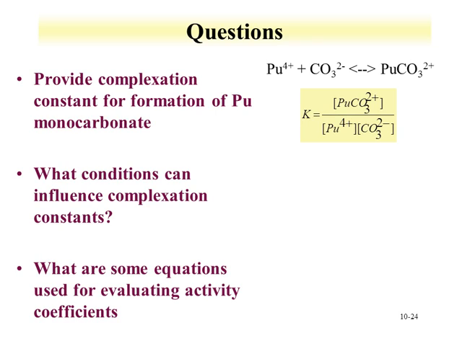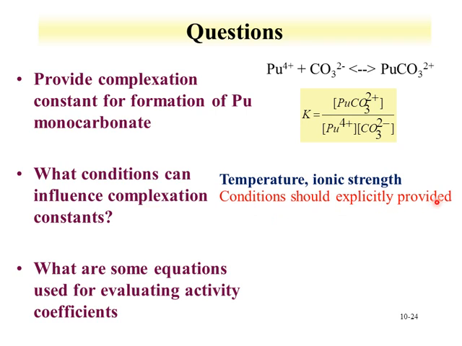This equation is not shown with ionic strength corrections or activity coefficients. In fact, you would need to discuss what are some conditions that can influence complexation, for instance, temperature and ionic strength. And often these conditions should be explicitly provided. So for instance, you may perform the study here of plutonium carbonate. It may be performed in 1 molar ionic strength. So you would say that the complexation constant that you've measured is at 1 molar ionic strength. Then you can even report the temperature as 25 degrees or room temperature.